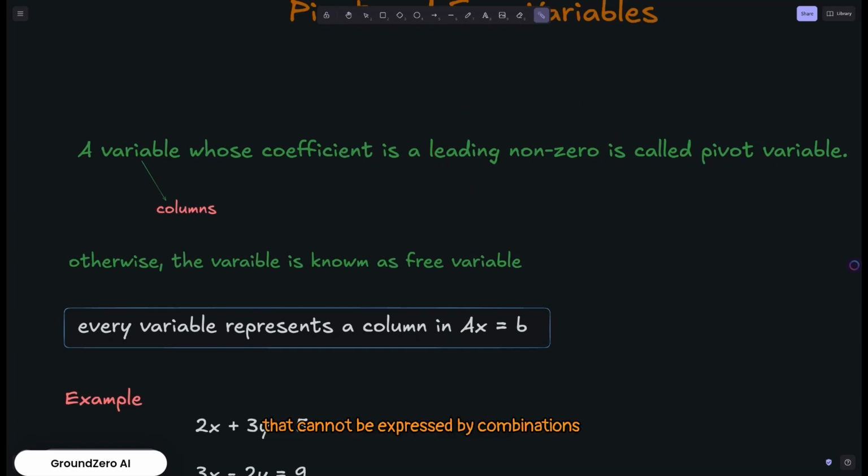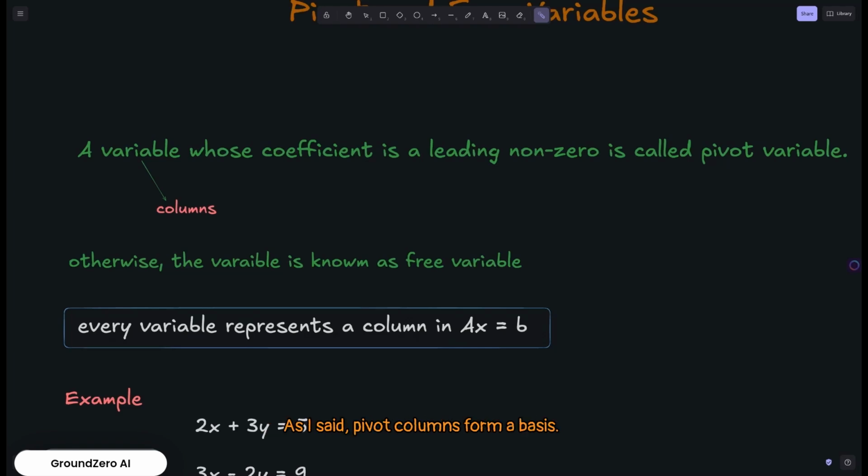That cannot be expressed by combinations of previous columns. Again, just like removing linear dependencies. So columns without pivots are like redundant beams, or what we call free variables, that may support the structure but don't uniquely identify it. So pivot columns are also related to independence.